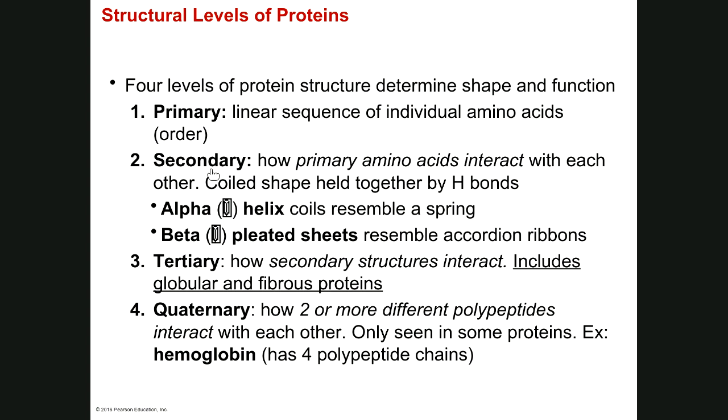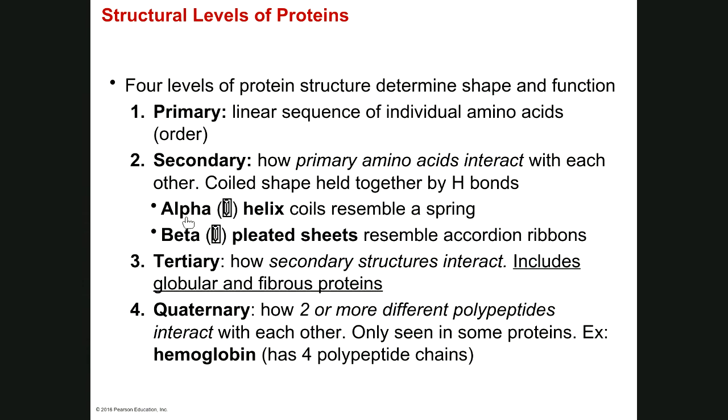Next, we have the secondary level. What ends up happening is that this linear sequence of individual amino acids start to interact together, and so we start to see the development of more bonds. We'll start to get coiled shapes. The linear sequence will start to bend over on itself, and this is due to the formation of hydrogen bonds between the different amino acids.